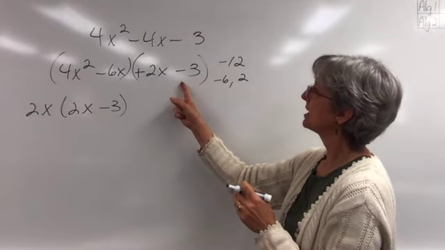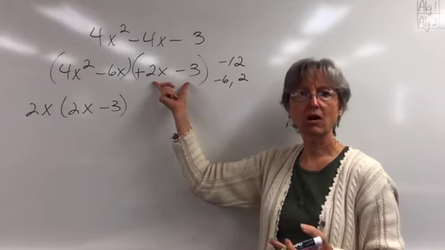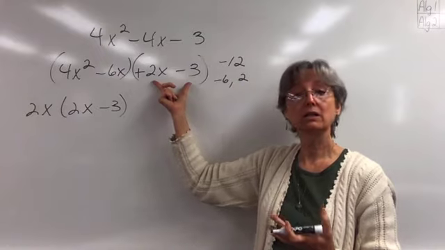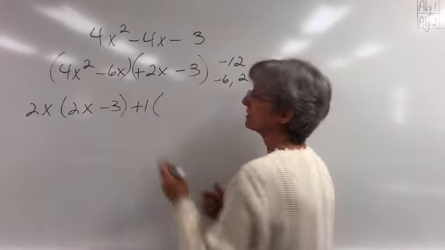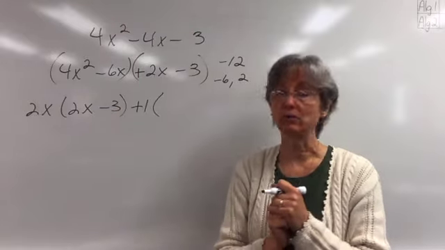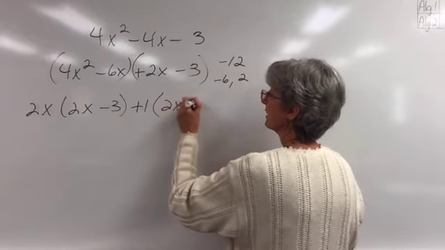And here there's nothing common. When there's nothing common, just pull out the positive 1. So this is just 1. My greatest common factor is 1. Pull it out, and I'm left with 2x minus 3.